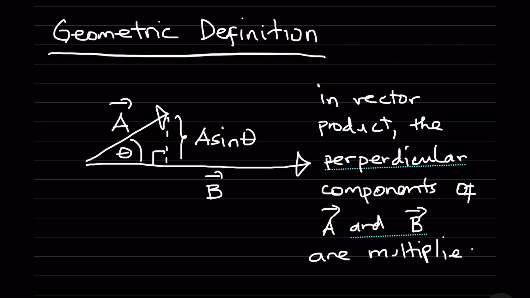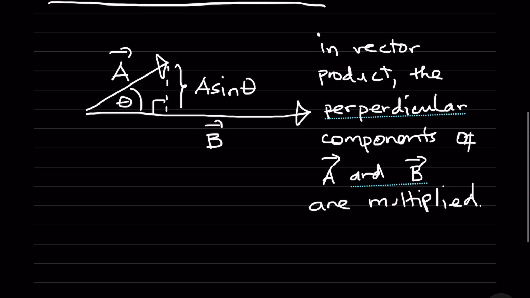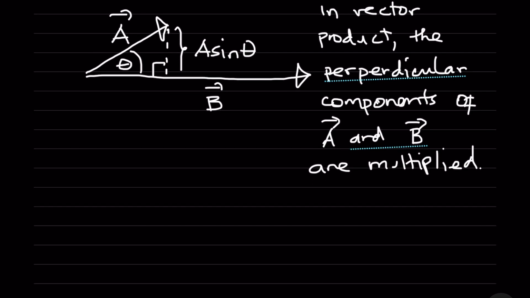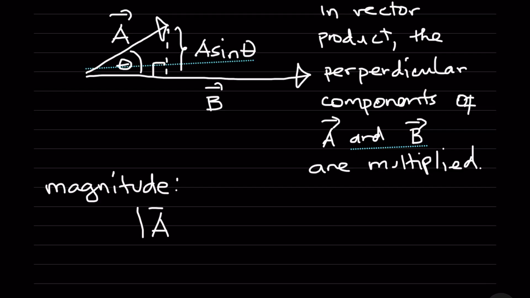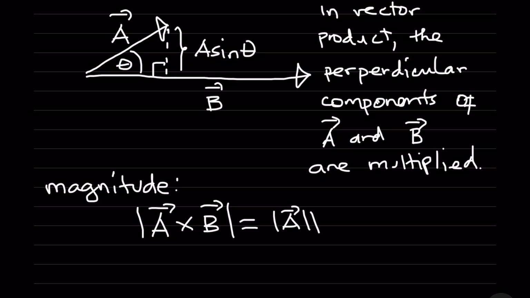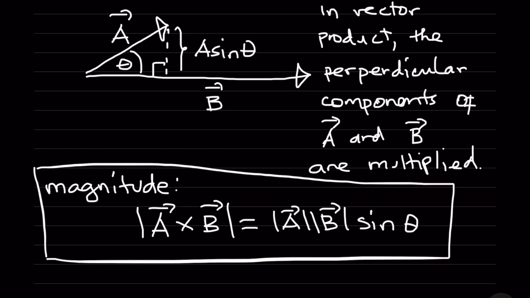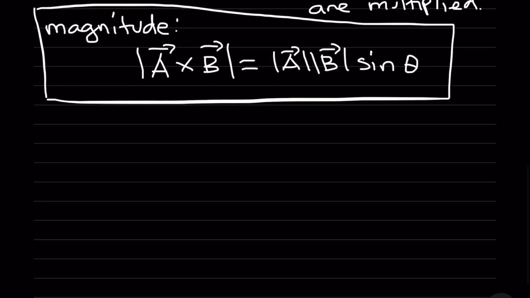So for this case, the magnitude of the cross product of A and B is as follows. It is equal to the magnitude of A times the magnitude of B times sine theta. So if you compare that to the definition of the dot product, it is different because in the dot product, we have used cosine theta.